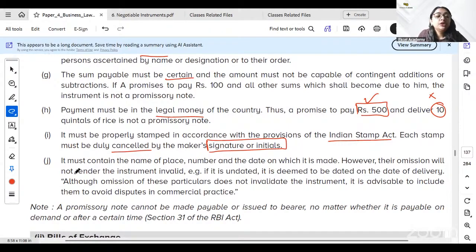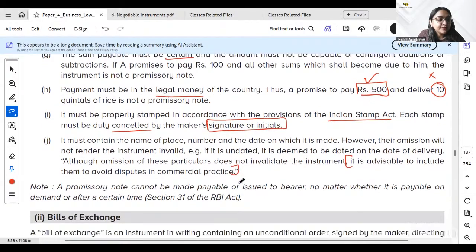However, their omission will not render the instrument invalid. That is, if it is undated, it is deemed to be dated on the date of delivery. But it is still advisable to include them.